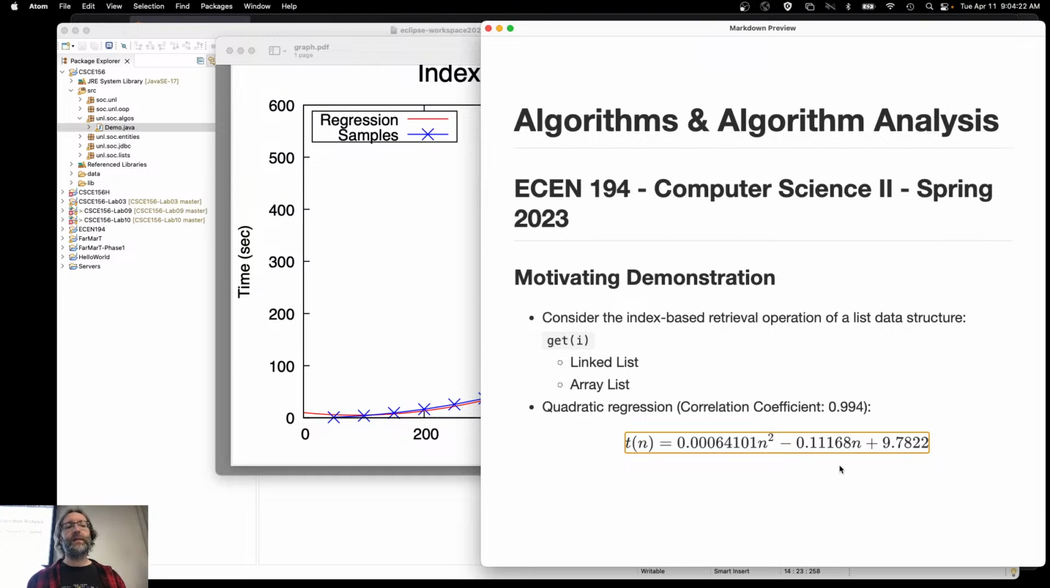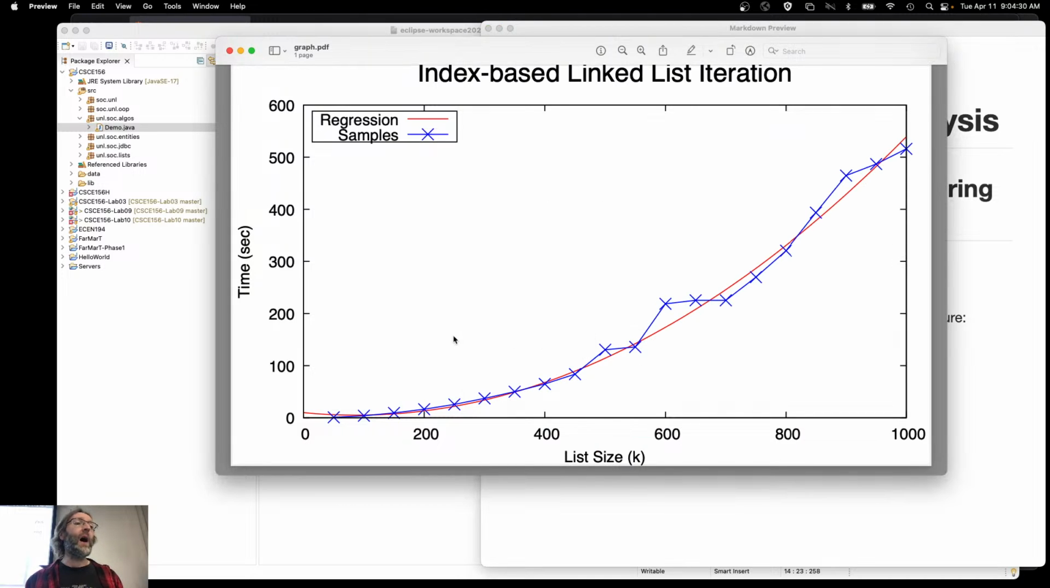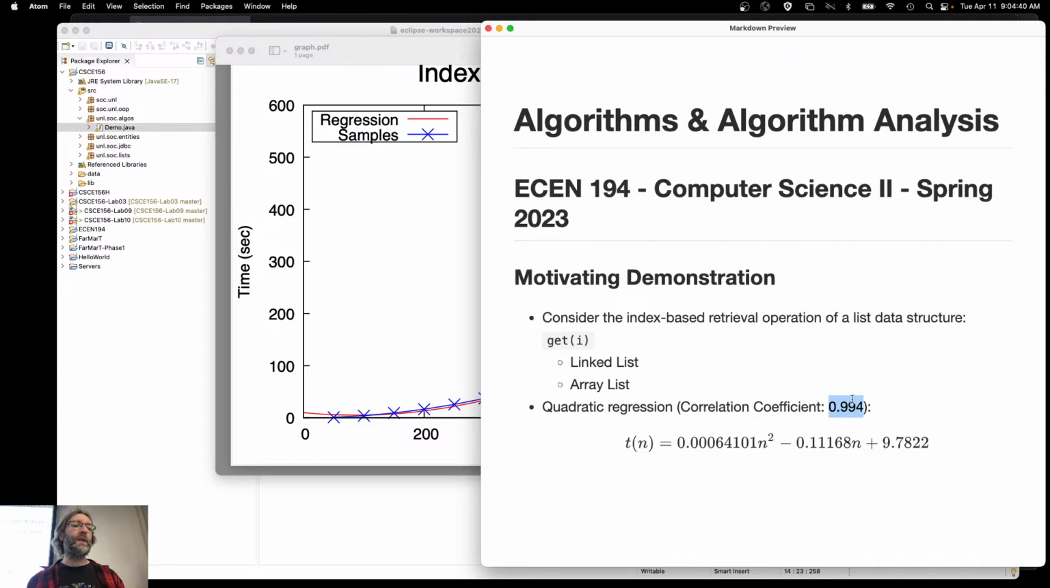And then this is a little bit of an adjustment, and this 9.78 seconds here is another adjustment to this adjustment. And look at how closely that quadratic regression fits. In fact, I think that I've got a coefficient here of 0.994. It doesn't get much better than that. A perfect fit would be 1, and then a perfect negative fit would be -1.